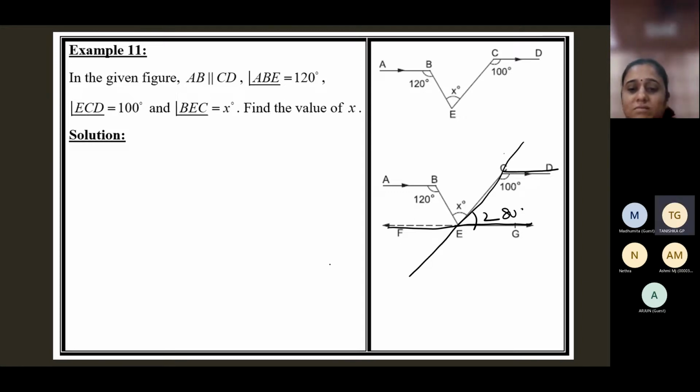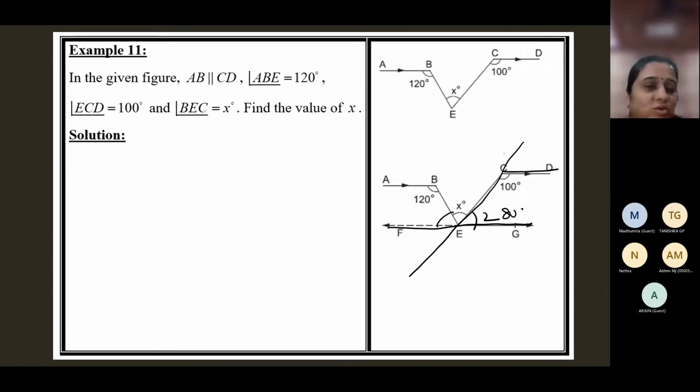And angle 1 plus angle x plus angle 2 is equal to 180 degrees, ma'am. Linear pair, ma'am. Not linear pair. Linear pair, what do you mean by a pair? Two, right? Yes, ma'am. So, but here we have three angles: angle 1, x and angle 2.